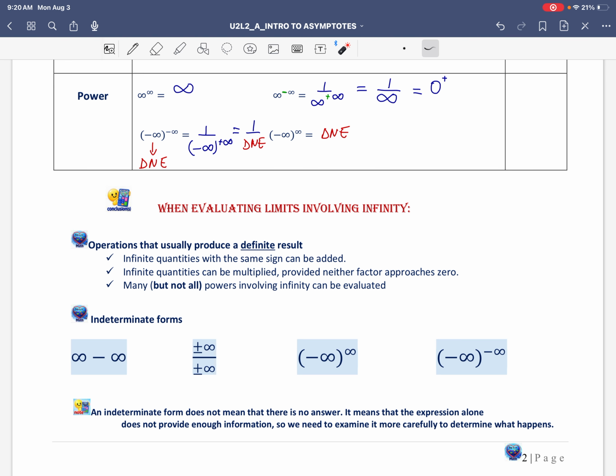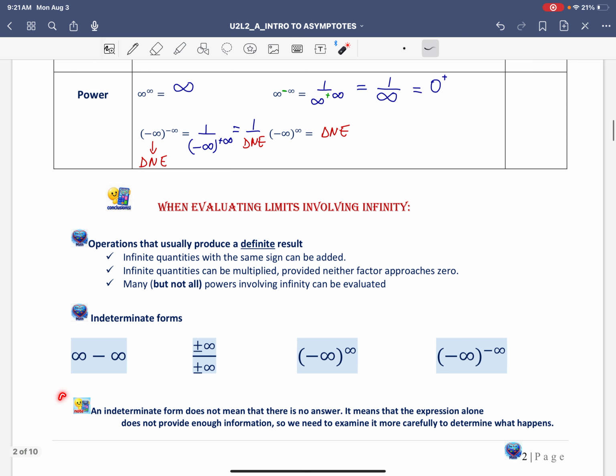So, an indeterminate form, and it's very important to add, doesn't mean that there is no answer. It means that the expression alone doesn't provide enough information, and we need to examine it more carefully to determine what happens. And I'm just trying to be politically correct here because we don't do this in advanced functions, but it is something that you address at the university level math. But as a matter of fact, even these expressions have a way to be evaluated.